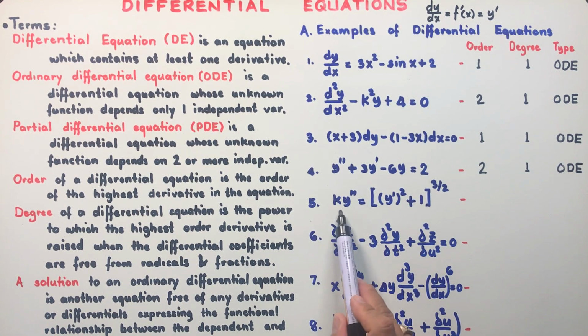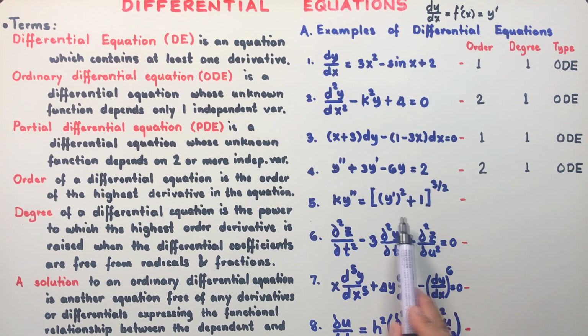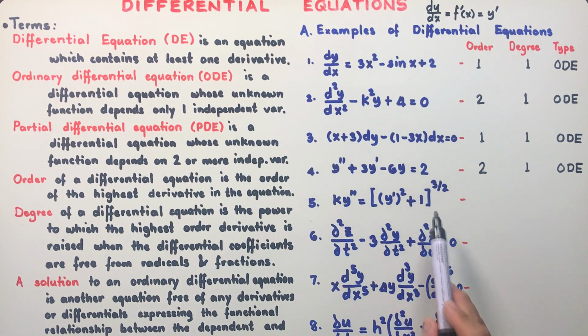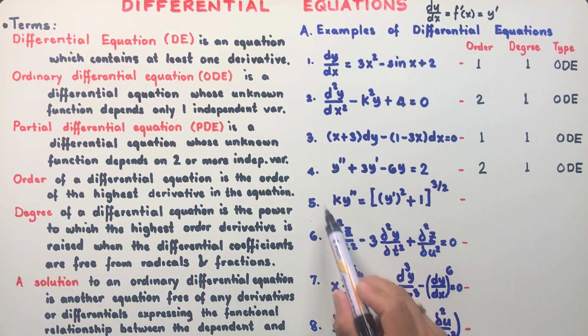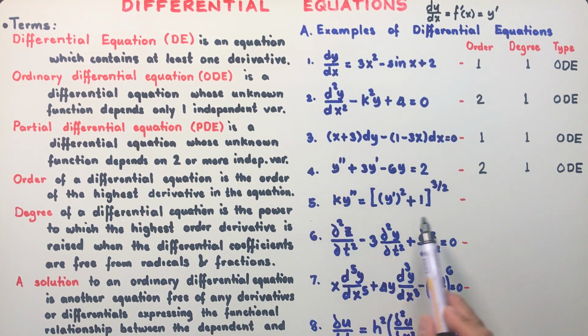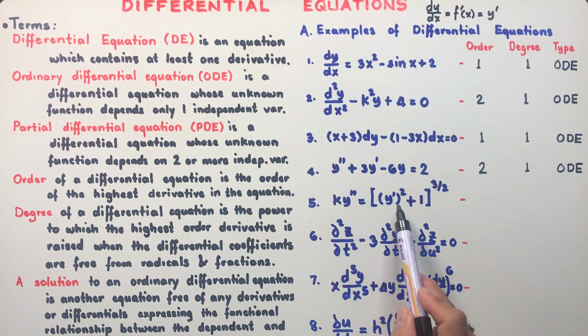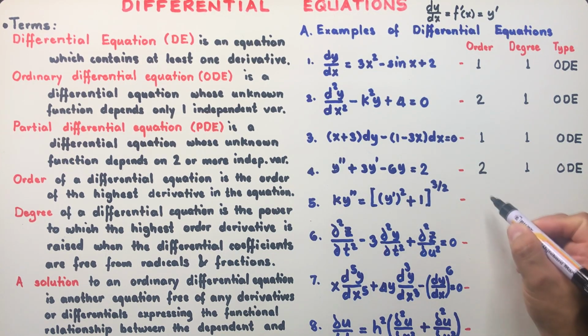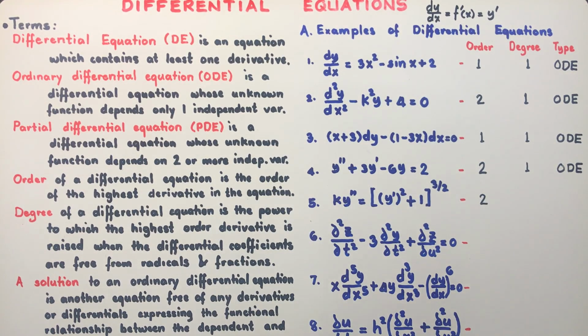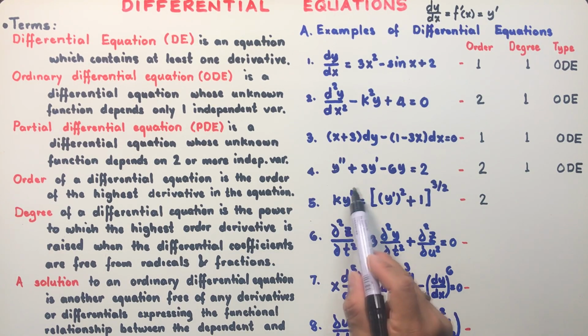Number 5, k times y double prime, which is equal to the quantity y prime to the power of 2 plus 1, quantity raised to the exponent of 3 halves, is another example of a differential equation because it involves derivatives here. It involves second derivatives and first derivative. So what is the order of this differential equation? The order is 2 because that is the order of the highest derivative in this equation. So we have here y double prime.